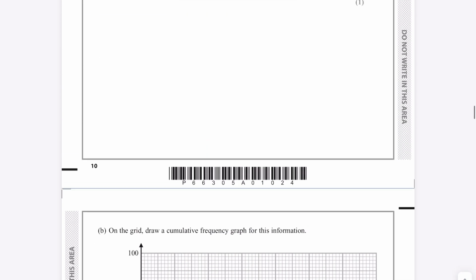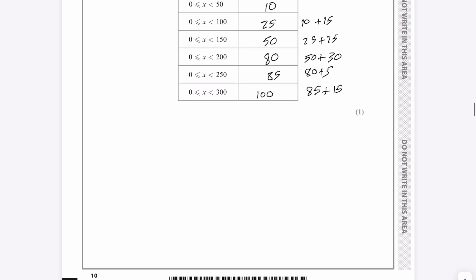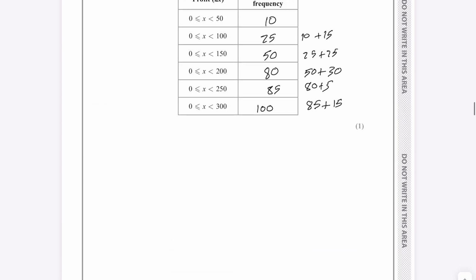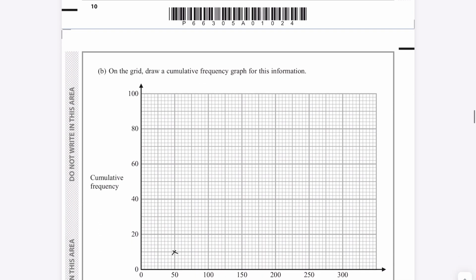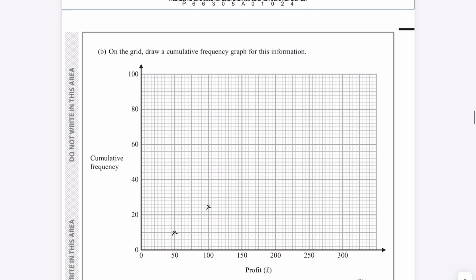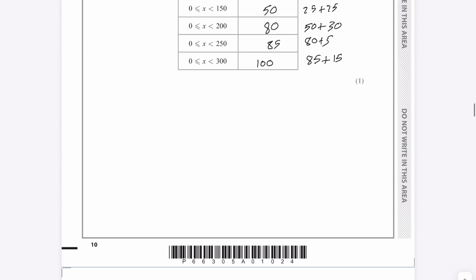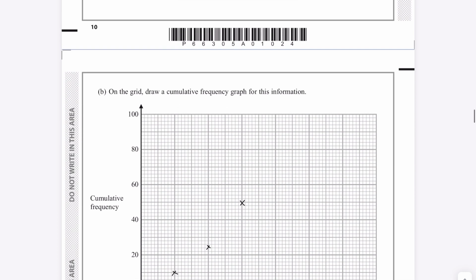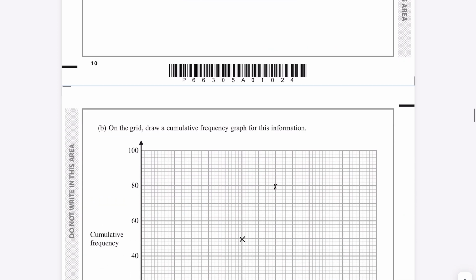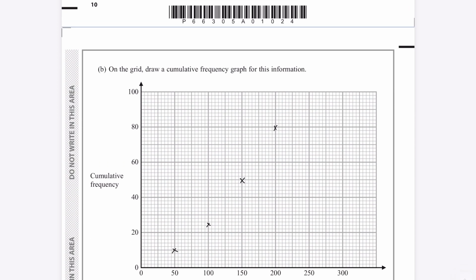So the first point is 50 and 10. So 50 and 10 there. The next one is 125. So 100. And then 25 will be there. Next one is 150 and 50. So 150 and 50 is there. The next one is going to be 200. So 200 on the X, 80 on the Y. The next one is 250 and then 85. So 250 and then 85 is right there.